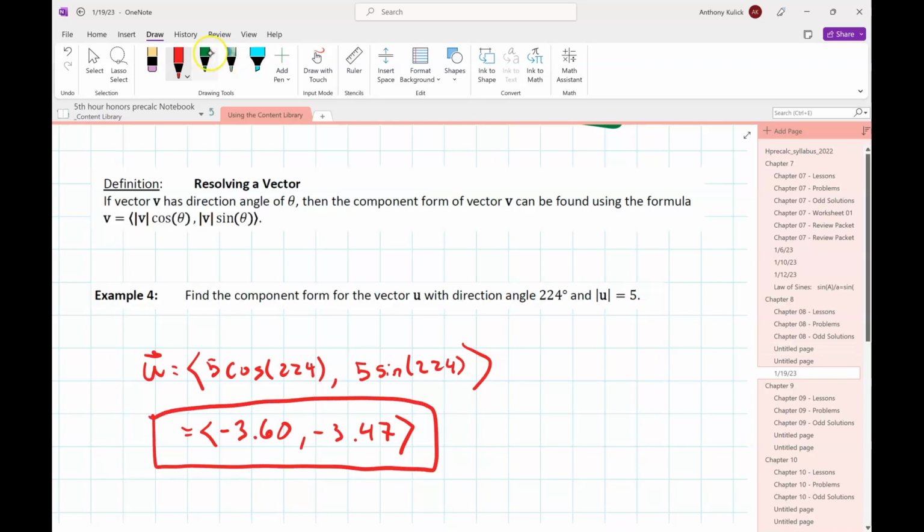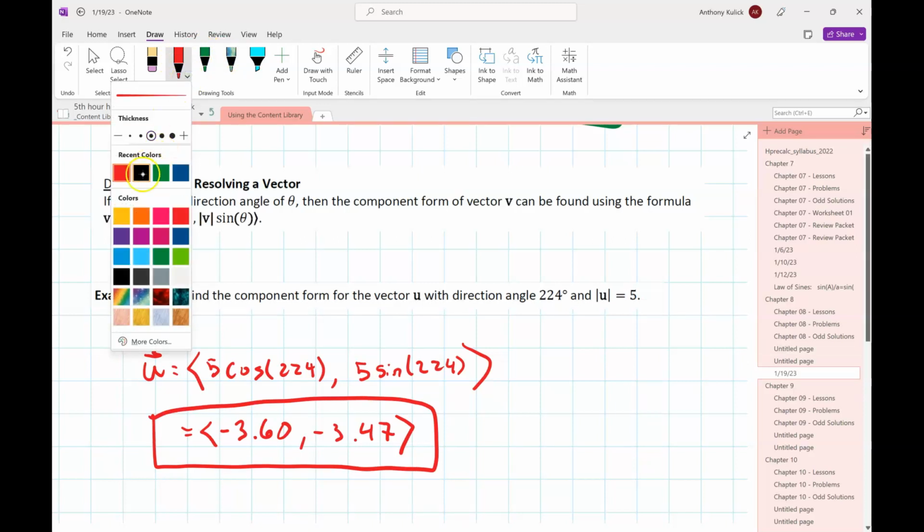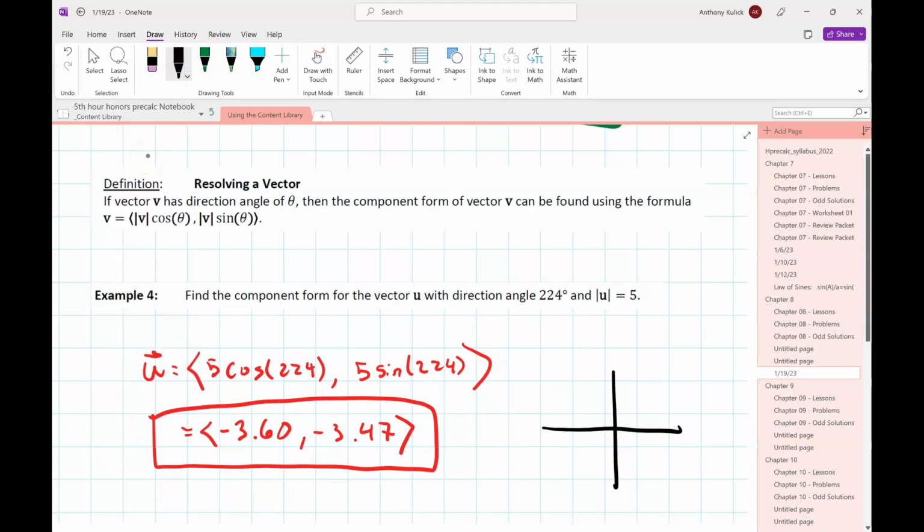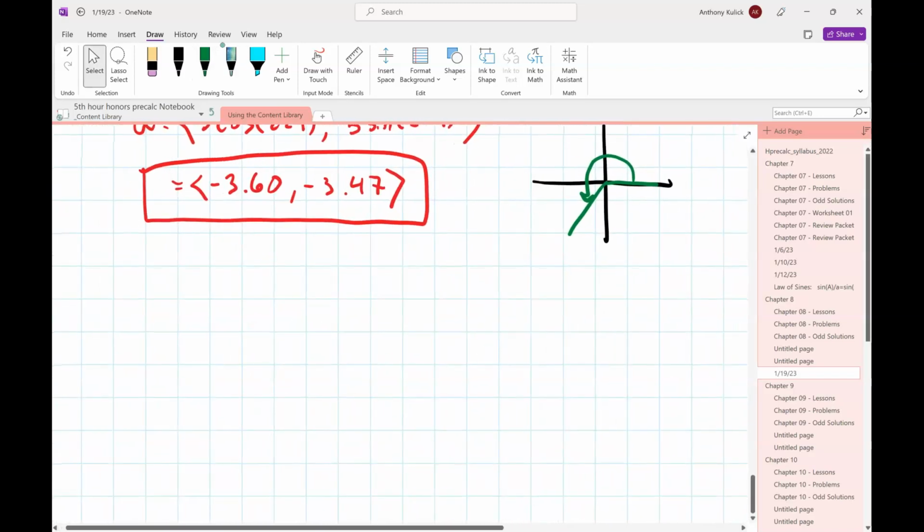Does that answer make sense? Well, if I think about a 224-degree angle, it should be in quadrant 3, x and y's are negative. Seems pretty reasonable to me. You guys buy that? That's an easy little check to make sure you have the right quadrant. It just takes literally 10 seconds to draw the picture.